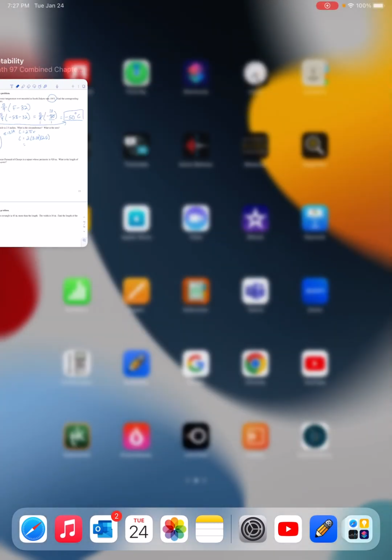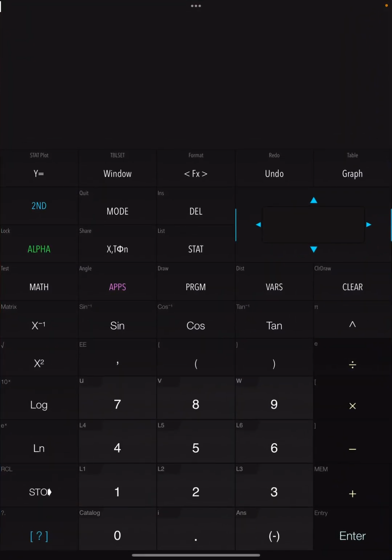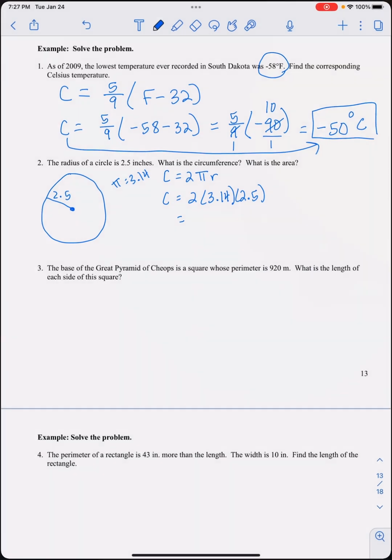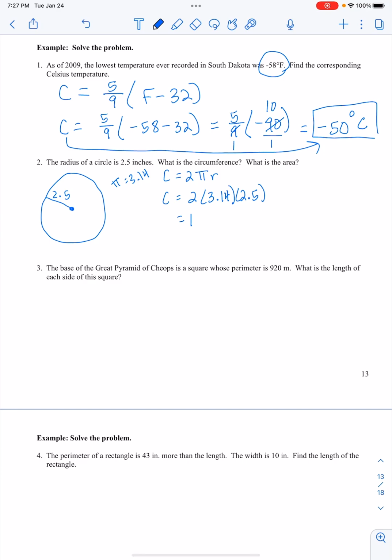So we're going to open up our calculator, and we're going to take 2 times 3.14 times 2.5, and we're going to get 15.7. So our answer is 15.7. Circumference is always labeled in single units or exactly the measurement stated, so we're going to label this in inches.